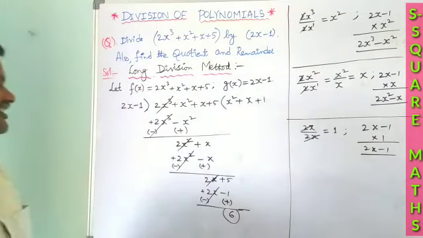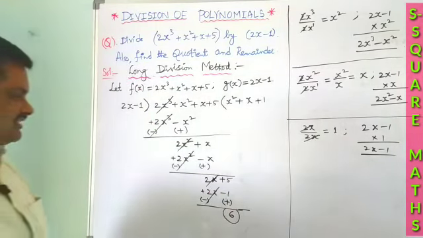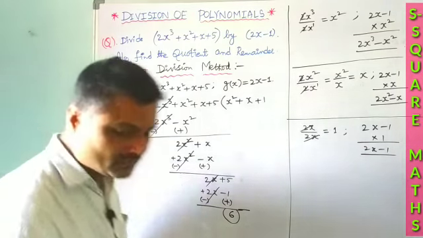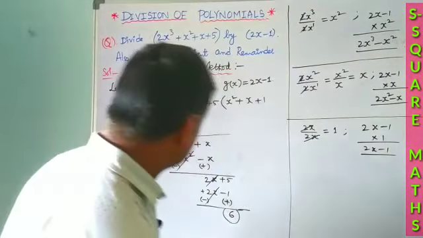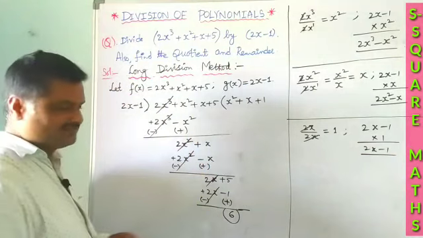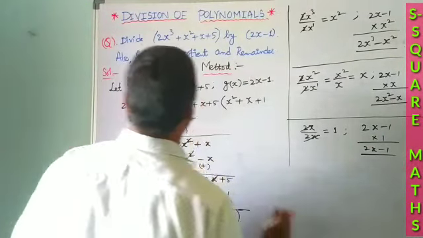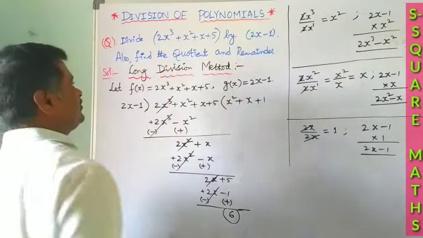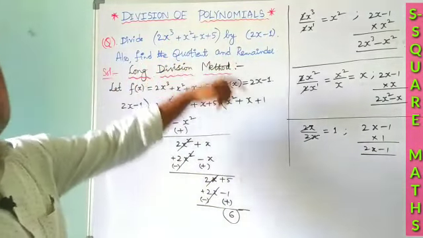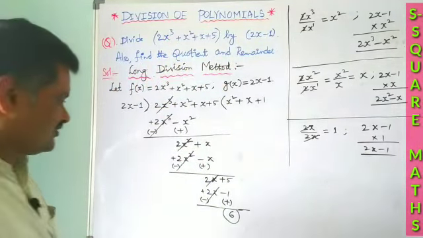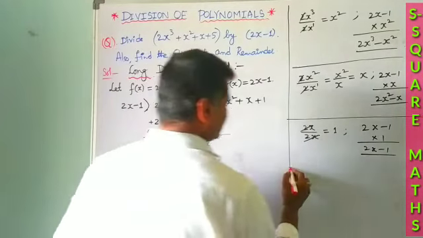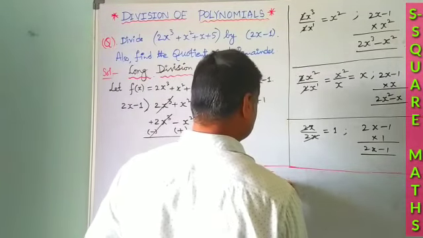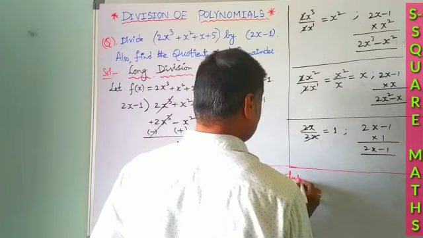So by observation we can say here that the division comes to an end. Our problem was to divide this f of x by g of x and find the quotient and remainder. So therefore I can now state the conclusion. What is our conclusion?